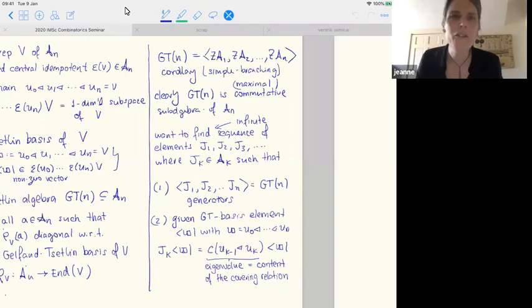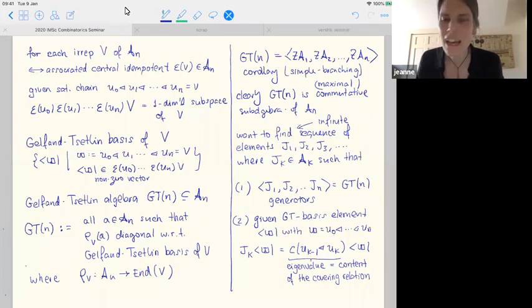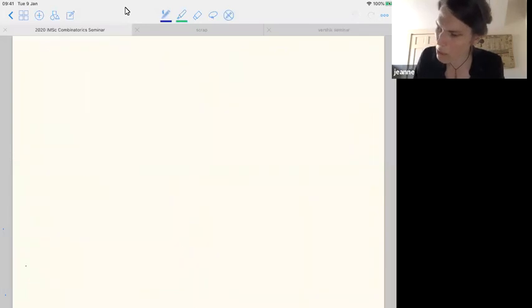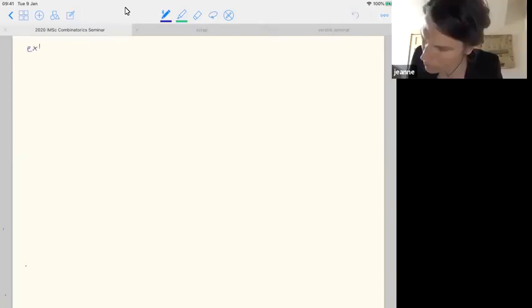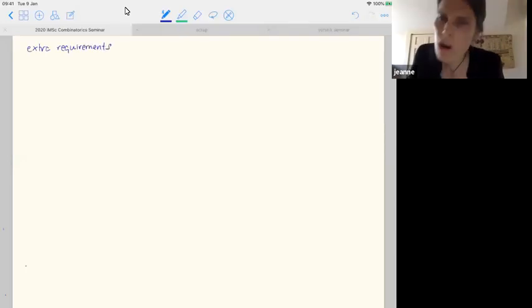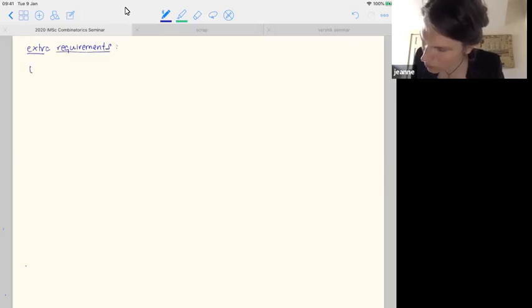I need to move on to the next screen here. So let me put these as provisional extra requirements. We'll call these extra. And the more of these extra requirements, the closer we'll be to the case of the symmetric group. So let me call it three.